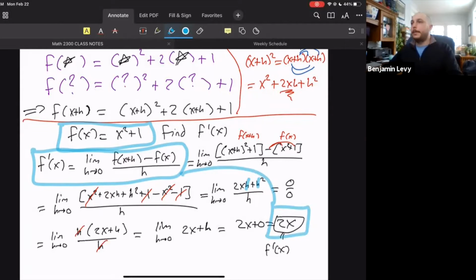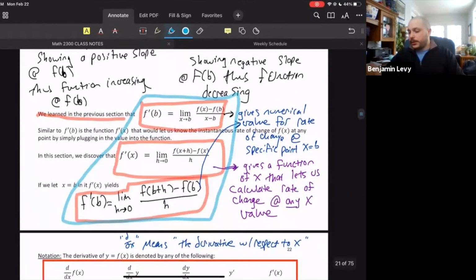And so what I want to start with is summarizing what we did. Let me remind you that there's three different versions of it, right? The first and the third one have a b in it. Let me highlight that here. This one has a b in it and this one has a b in it. Those two were telling us numerical values for the instantaneous rate of change, whereas the middle version, the f prime of x, has an x in it, and so it's going to be a function.